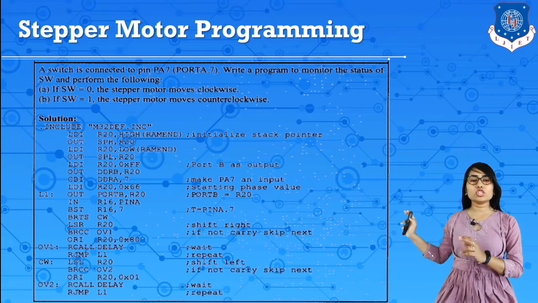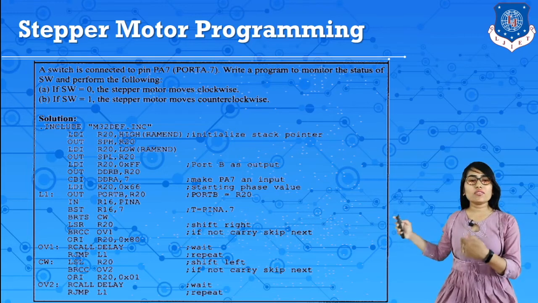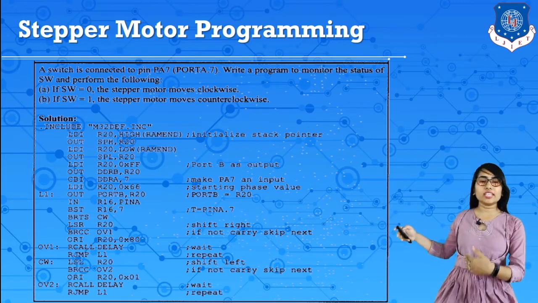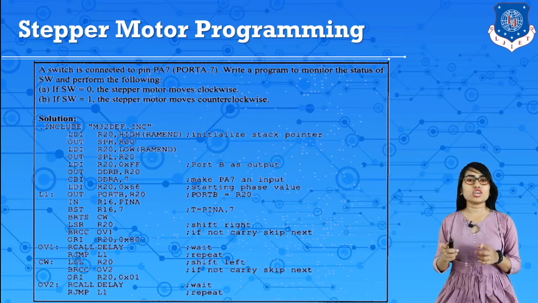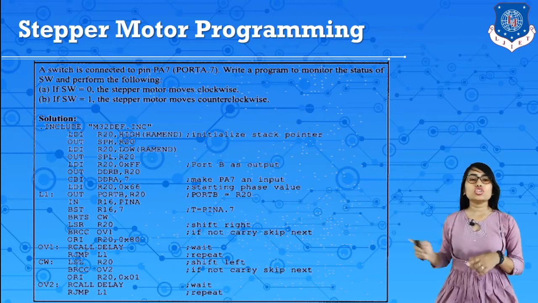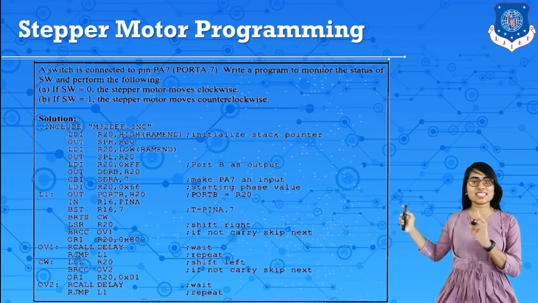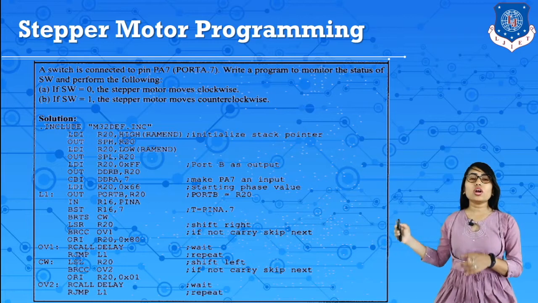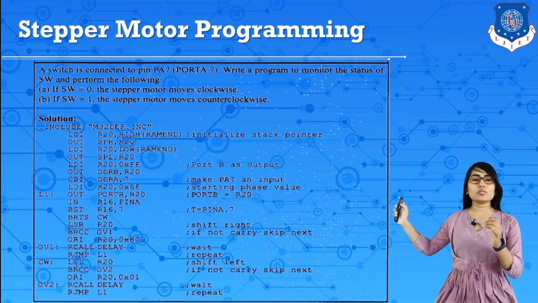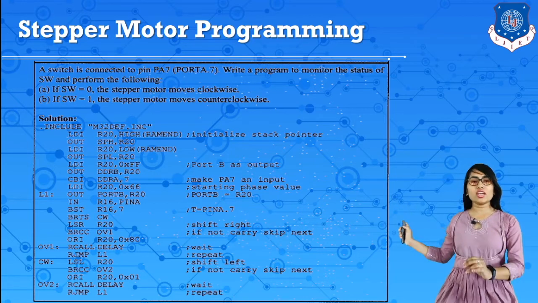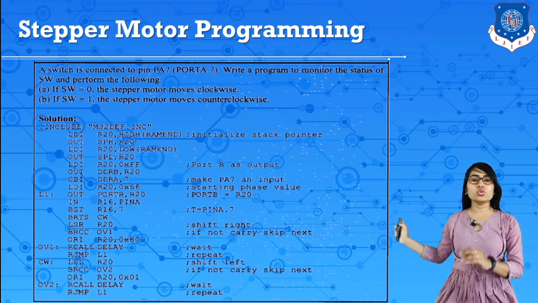Here we have two types of phase values, either 66 or 80. So depending on which direction we want, whether in a counterclockwise direction or in a clockwise direction, we have a phase angle. So this 66 can be loaded into R20, and R20's value goes to port B.